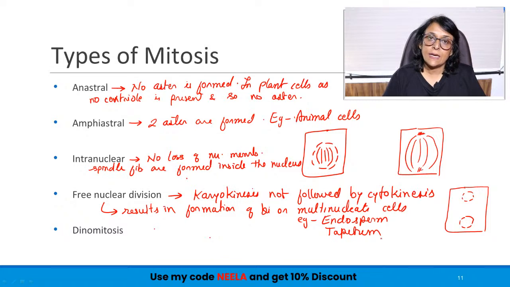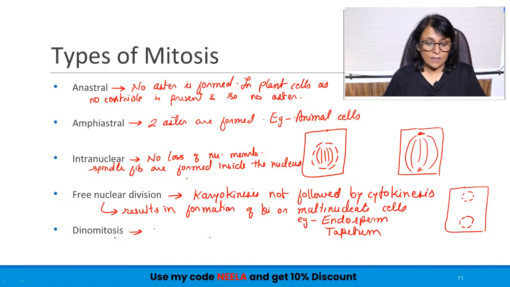But for the time being, you can just remember that these are the cells where the multinucleate condition is found. And how is this multinucleate condition seen? Karyokinesis takes place but is not followed by cytokinesis. So in a cell there would be 2 nuclei, then 4 and 8 and so on. So the number of nuclei is going to increase. This is free nuclear division.